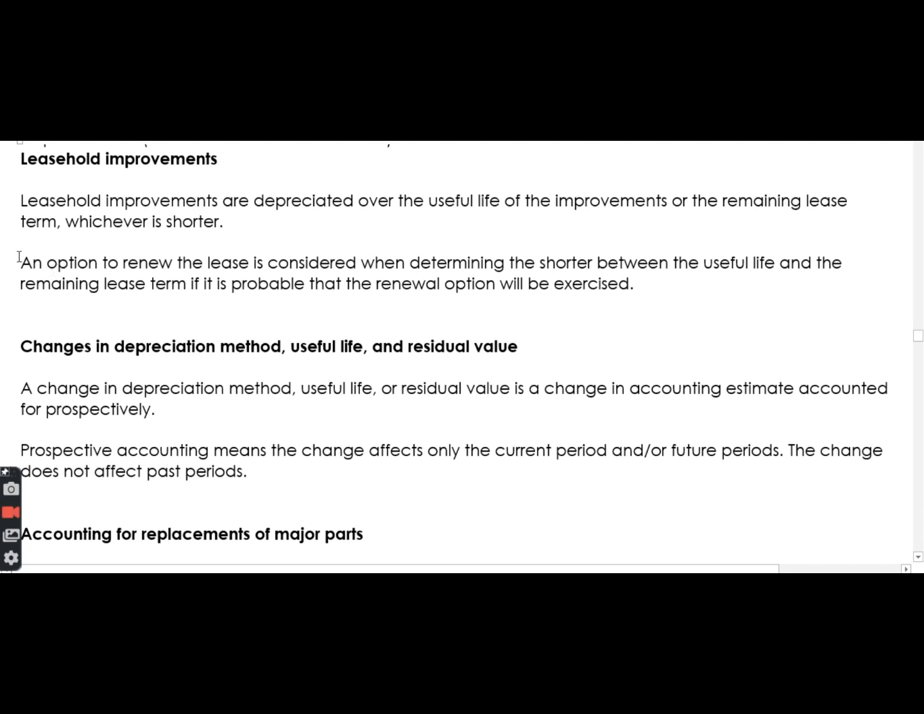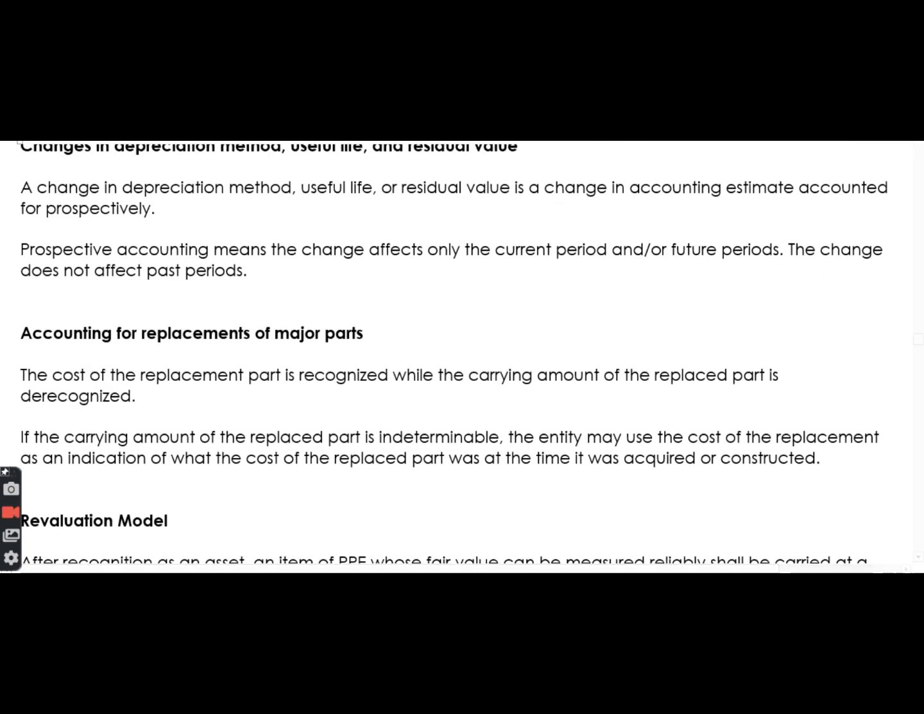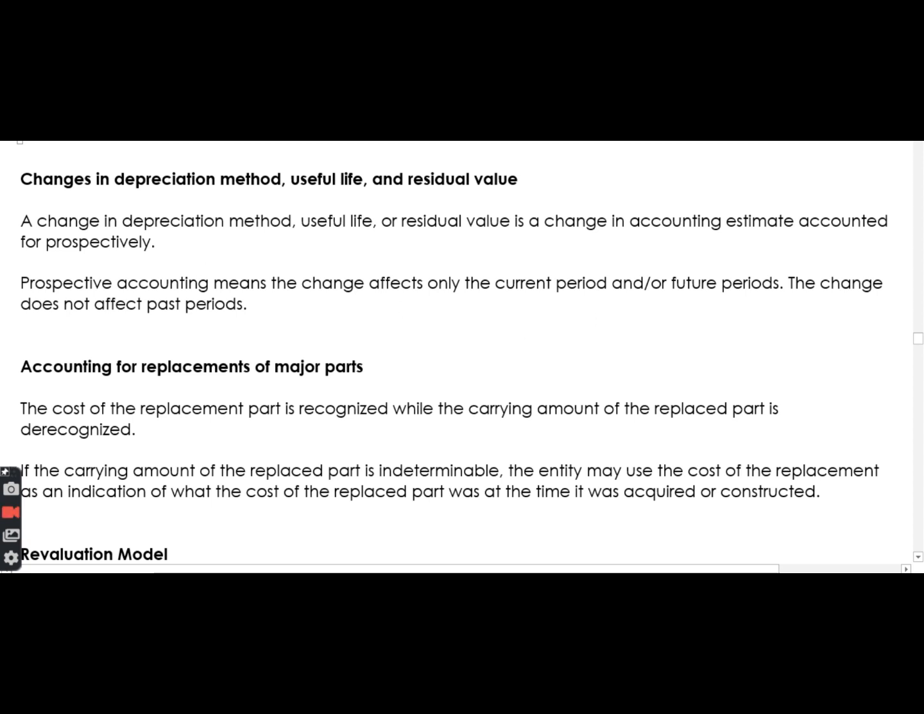Kailangan mo i-consider yung renewal option. Okay? Kung probable na ma-exercise ang renewal, edi i-consider mo siya sa pagko-compare ng useful life at saka lease term. Pero kapag hindi probable, wag mo na i-consider. Okay? Tapos, yung change in depreciation method. Kapag nagkaroon ng change in depreciation method, useful life or residual value, or whatever changes that will be relating to your asset, ang gagawin mo lang is apply it prospectively. Okay, parang change in accounting estimate lang yan.